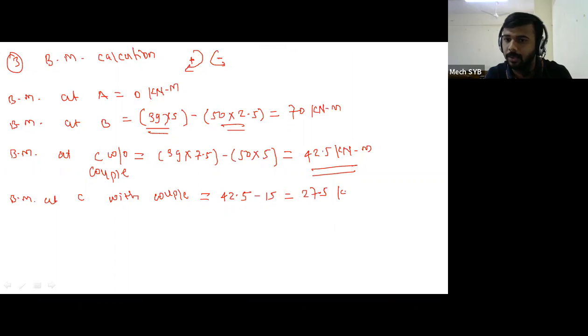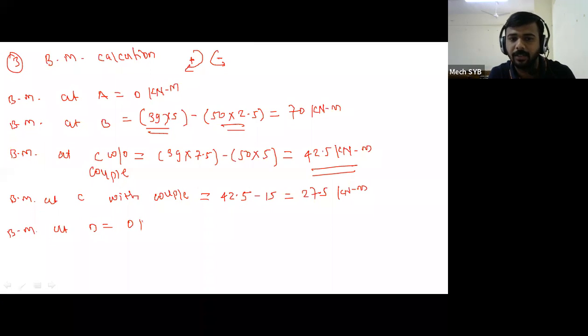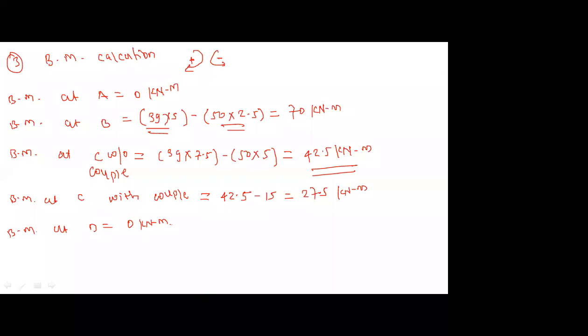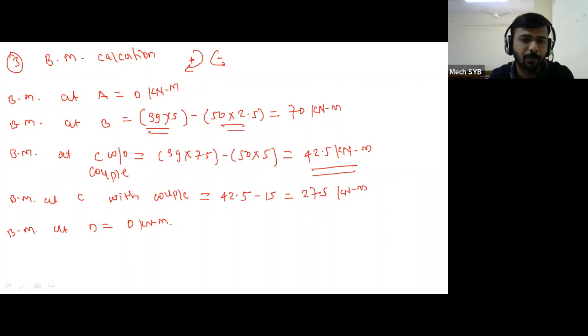27.5 kilonewton meter. And last point, BM at D. What is this? 0 kilonewton meter. So these are the calculation for the original points. Now, what will be our next step?